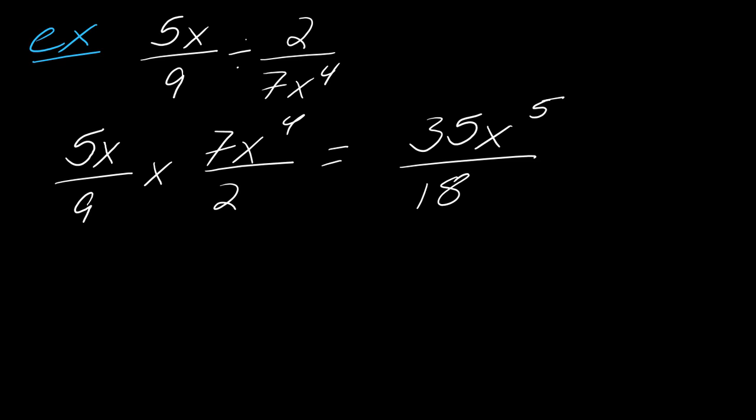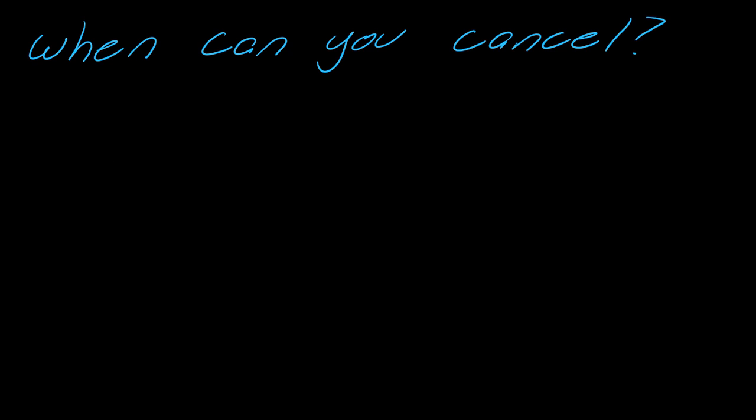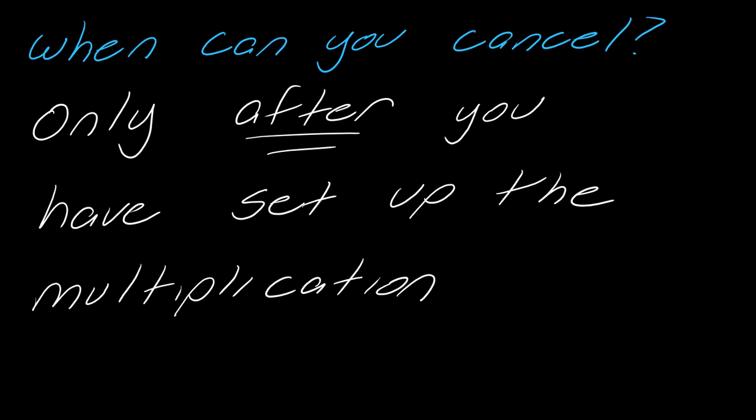I actually like this problem because it also brings up a really common question with division. Maybe when you looked at this, you first thought, oh, I should cancel out these x's. That brings us to a great segue of when you can actually cancel when you're working with division. You can cancel only after you have set up the multiplication problem. When it's still in its division form, you cannot cancel yet. So you've got to wait for that.